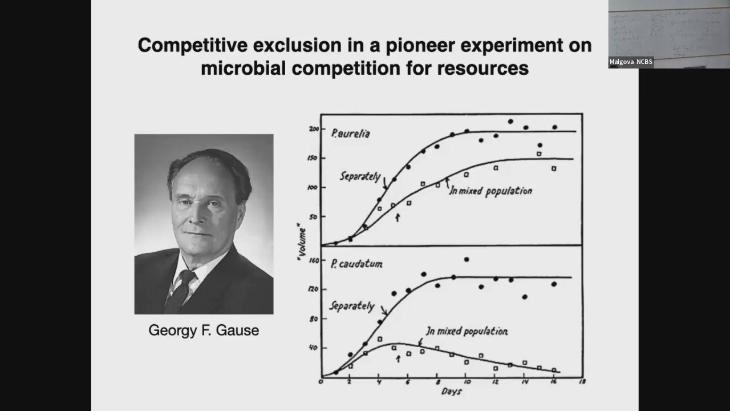So we have the paramecium aurelia and caudatum, and we see that both of them can grow in this medium where they are separate, where we have only one species. But when he put the two of them together, he showed that caudatum was going to extinction. And Georgy Gause coined this principle of competitive exclusion.